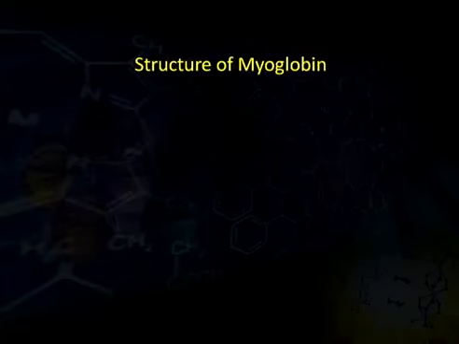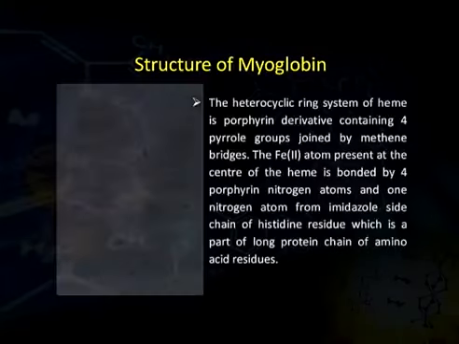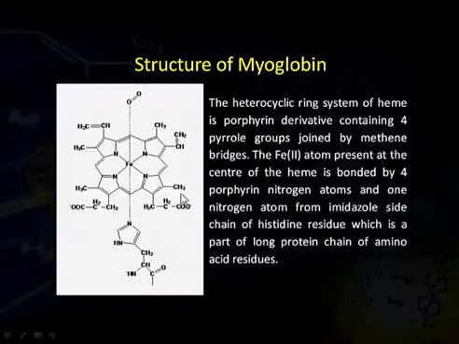Coming on to the structure of myoglobin. Myoglobin consists of one polypeptide chain, that means globin, that is the protein part, with one heme group. The peptide chain consists of 150 to 160 amino acid residues folded about the single heme group. This is the structure of myoglobin.